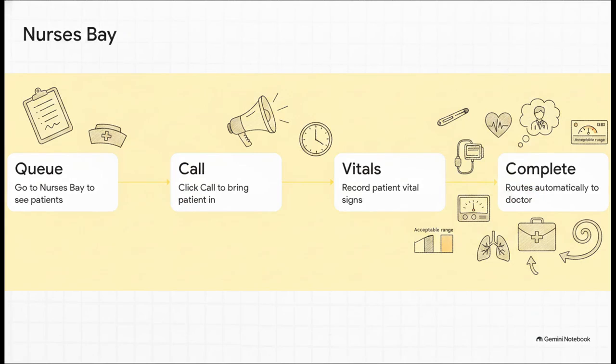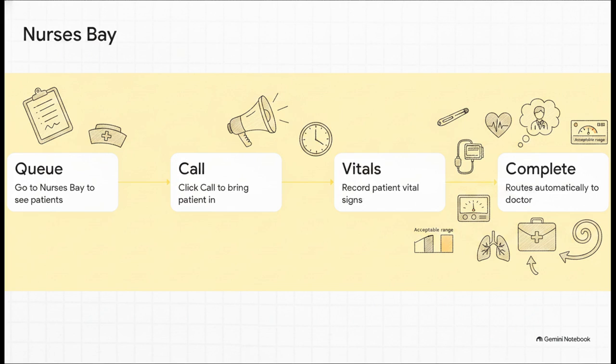All right, let's assume we routed that patient over to triage. Nurses, this part is for you. You'll open Nurses' Bay, then Nurses' Bay in your menu. Right there on your screen, you're going to see your live queue of waiting patients. When you're ready, click Call on a patient's name to bring them in, and then click Record Vitals.